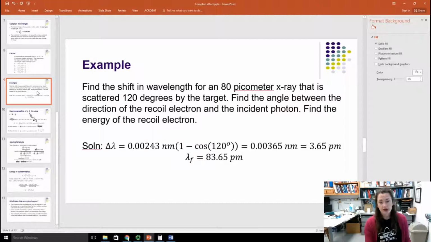And to do that, I'm going to have to apply momentum and energy conservation equations. But first, let's go ahead and solve for what the wavelength of the scattered photon is. We're going to use the Compton equation to do that. So delta lambda is equal to 0.00243 nanometers, that's the Compton wavelength, times 1 minus cosine of theta, and here theta is 120 degrees. That gives me 0.00365 nanometers for the shift in wavelength, or 3.65 picometers. So lambda final would be 83.65 picometers, because my initial photon had a wavelength of 80 picometers, and my scattered photon is 3.65 picometers longer than that.